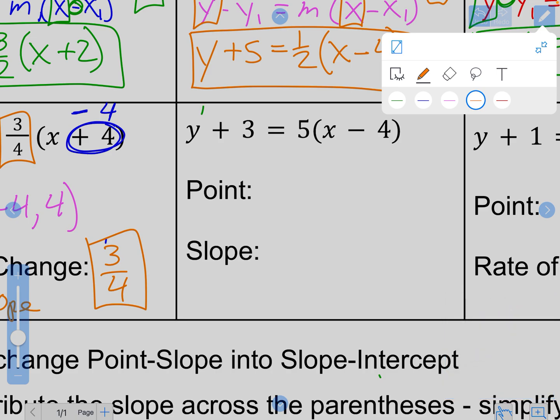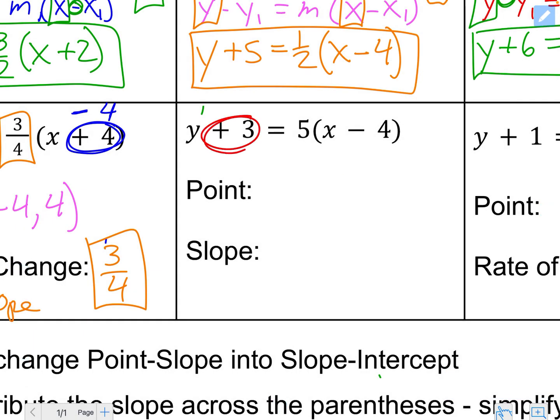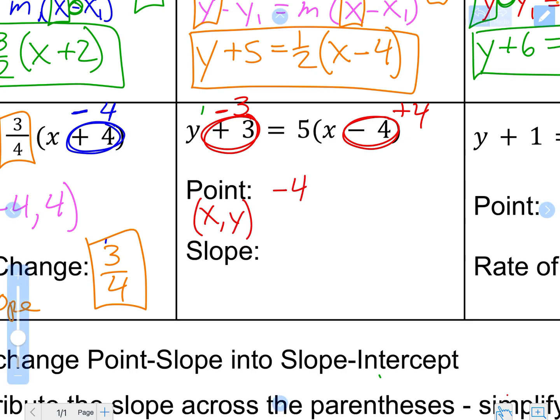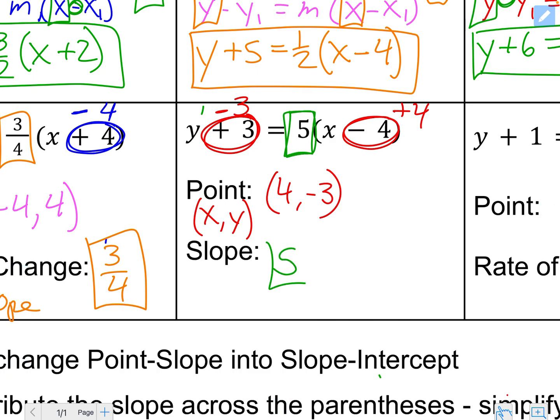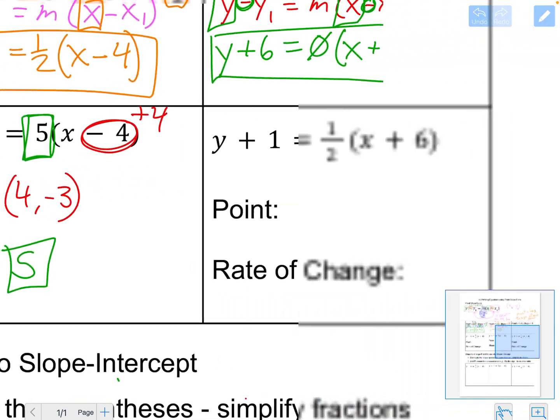All right, so again, I need to find the point. My y is +3, so I need to change it to a -3. My x is -4, so I need to change it to positive. We write our points as x comma y. So +4 comma -3 is the point that they use in that equation. And then our slope is the number in front of the parentheses, so our slope is 5.